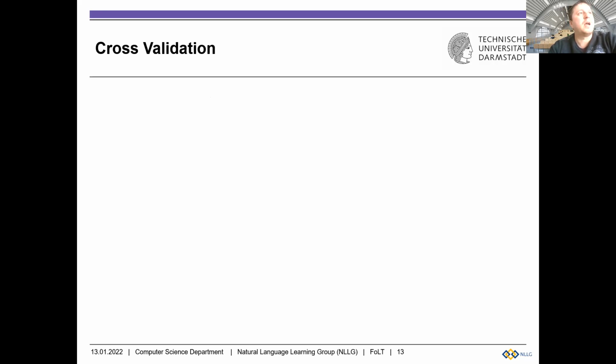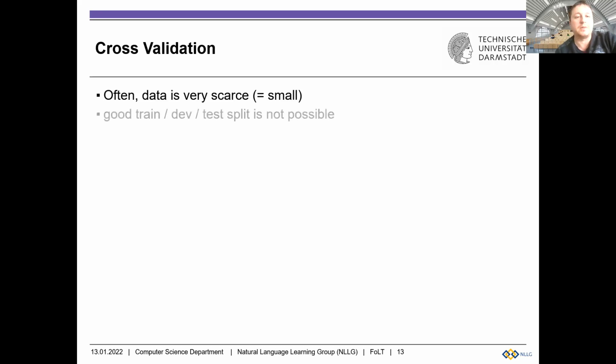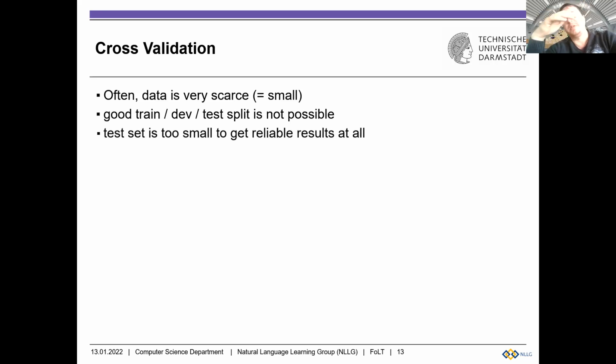Okay, so what is one convenient way of doing validation, model assessment, model evaluation in the face of data sparsity? And this is cross-validation. So here we have a typical situation nowadays, maybe that's going to change in the future, but for most problems we still have very little data. So data is sparse, so we cannot get good train, dev and test splits, and the test set would overall be just too small to get reliable results. That's a couple of dozen test instances.